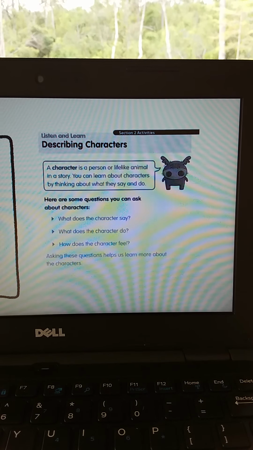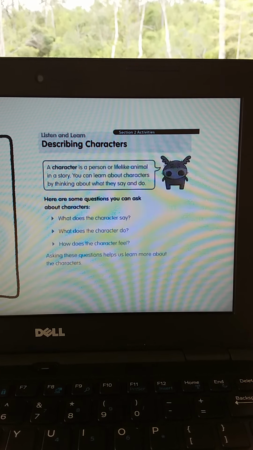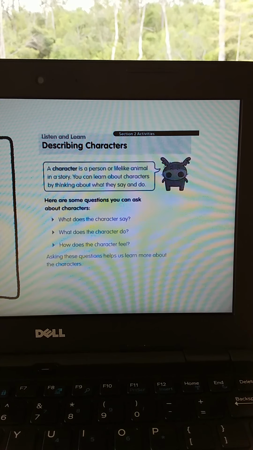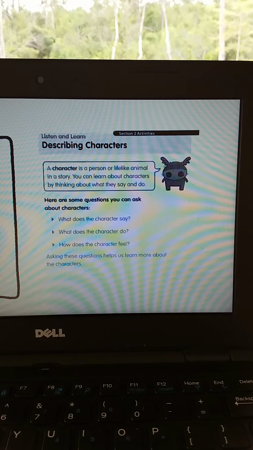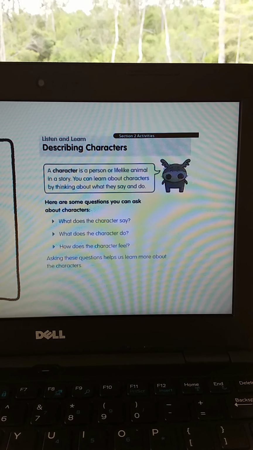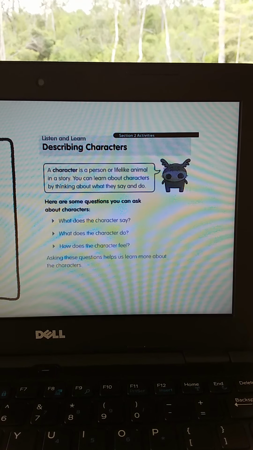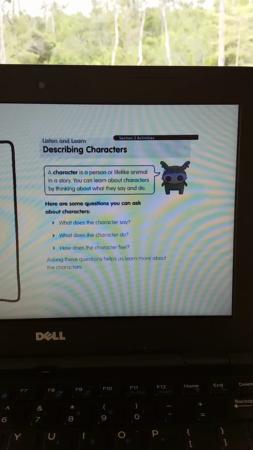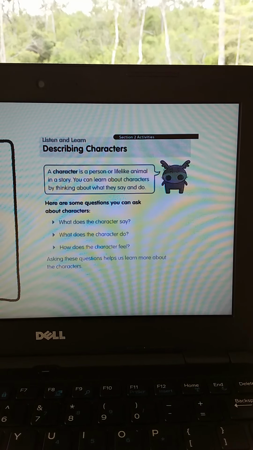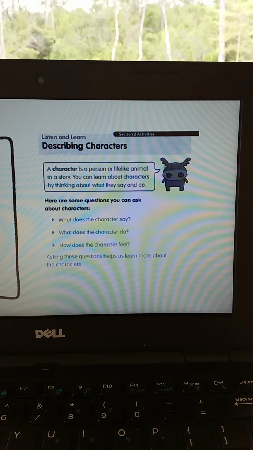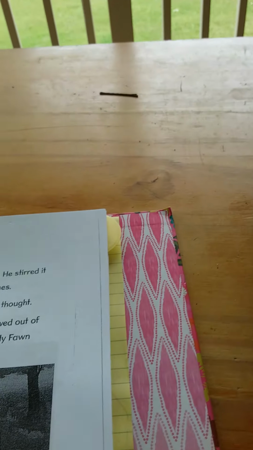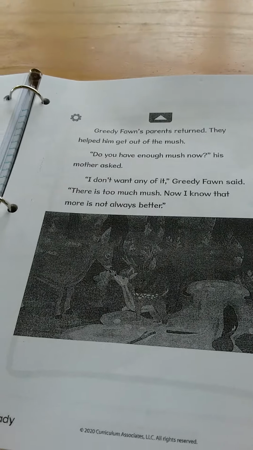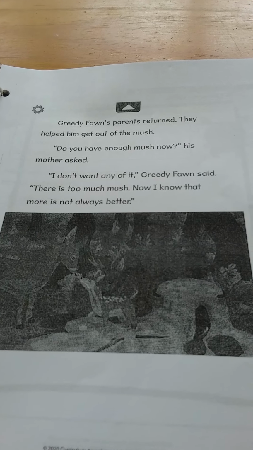Now that almost reminds me of the story about the cat and the hat. Their mother was away, and while they were gone, the cat came, and then they had a big mess. But the difference between the two stories is in the cat and the hat, the cat cleaned up his mess before the mother came home. But with the fawn, he still had a mess when the parents got home, but they helped him out of it.